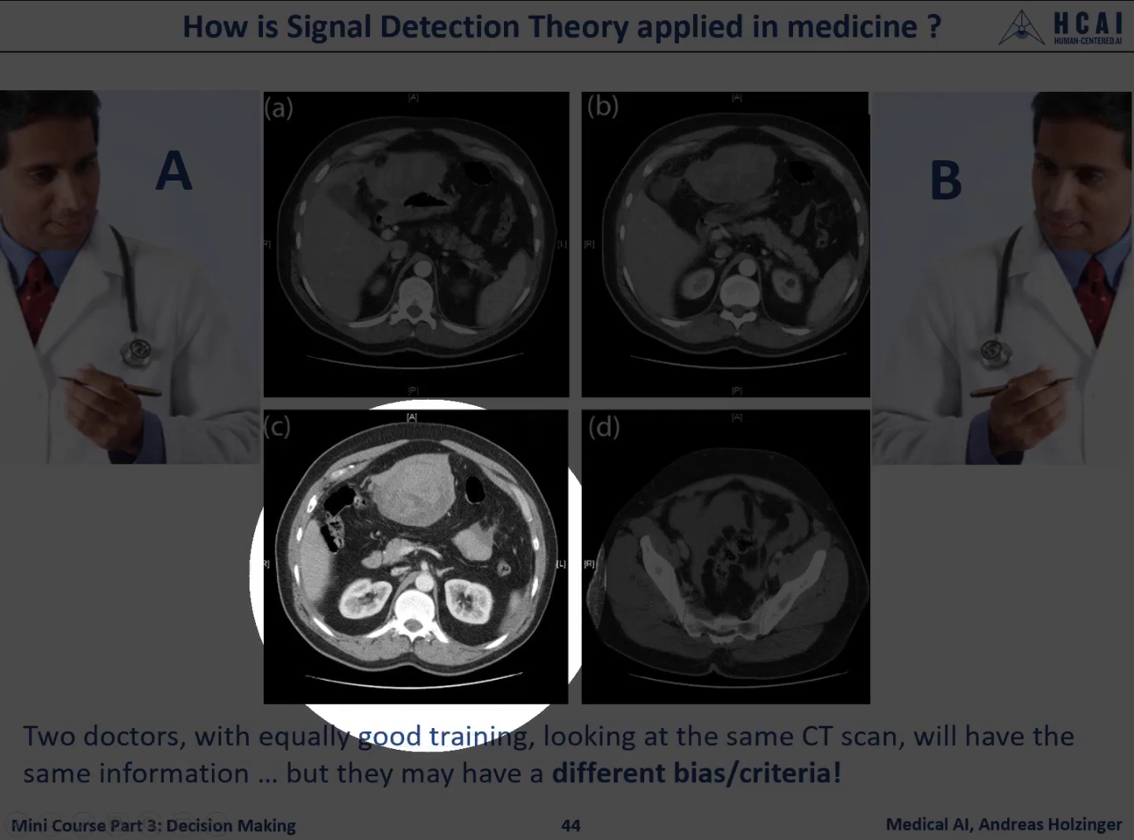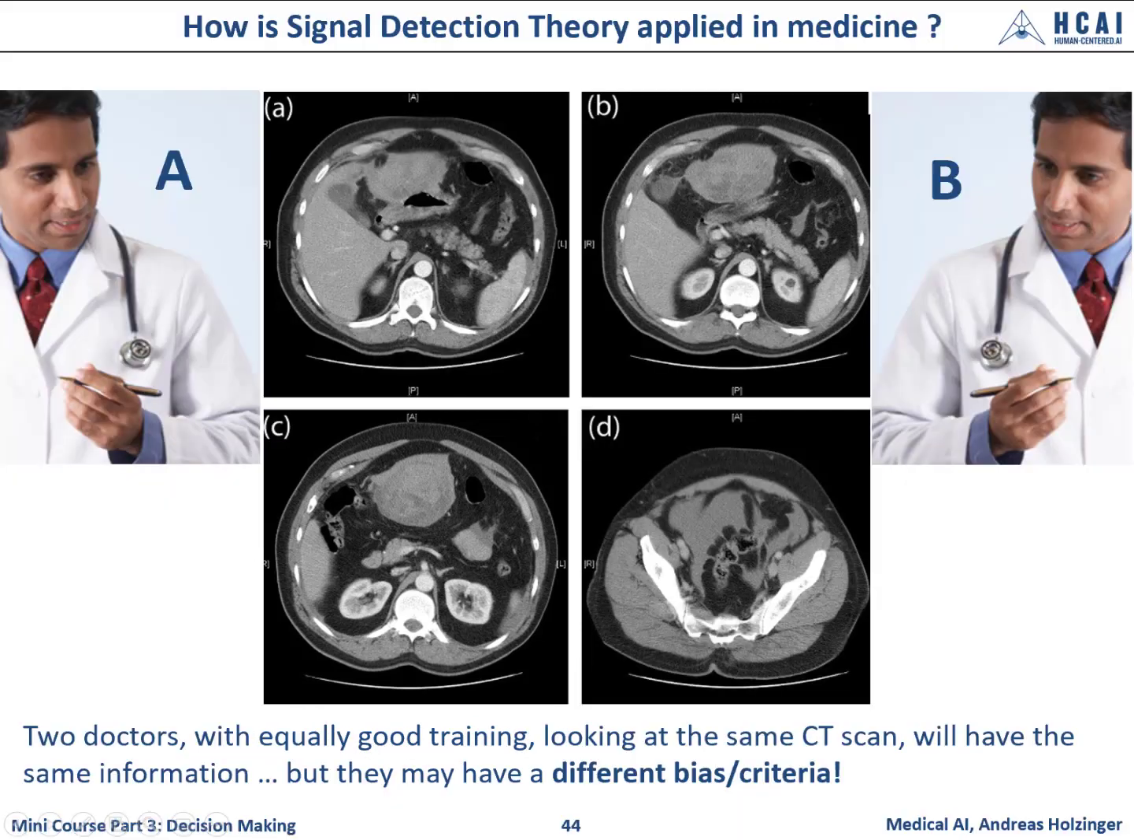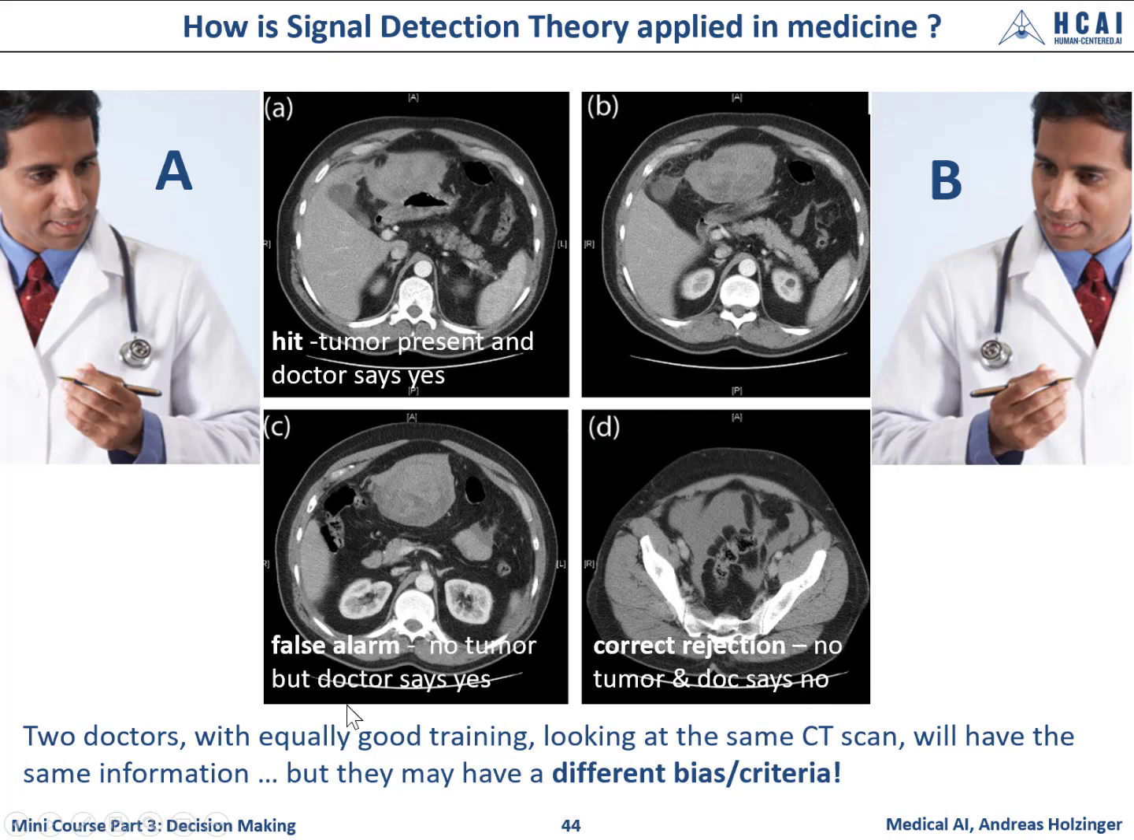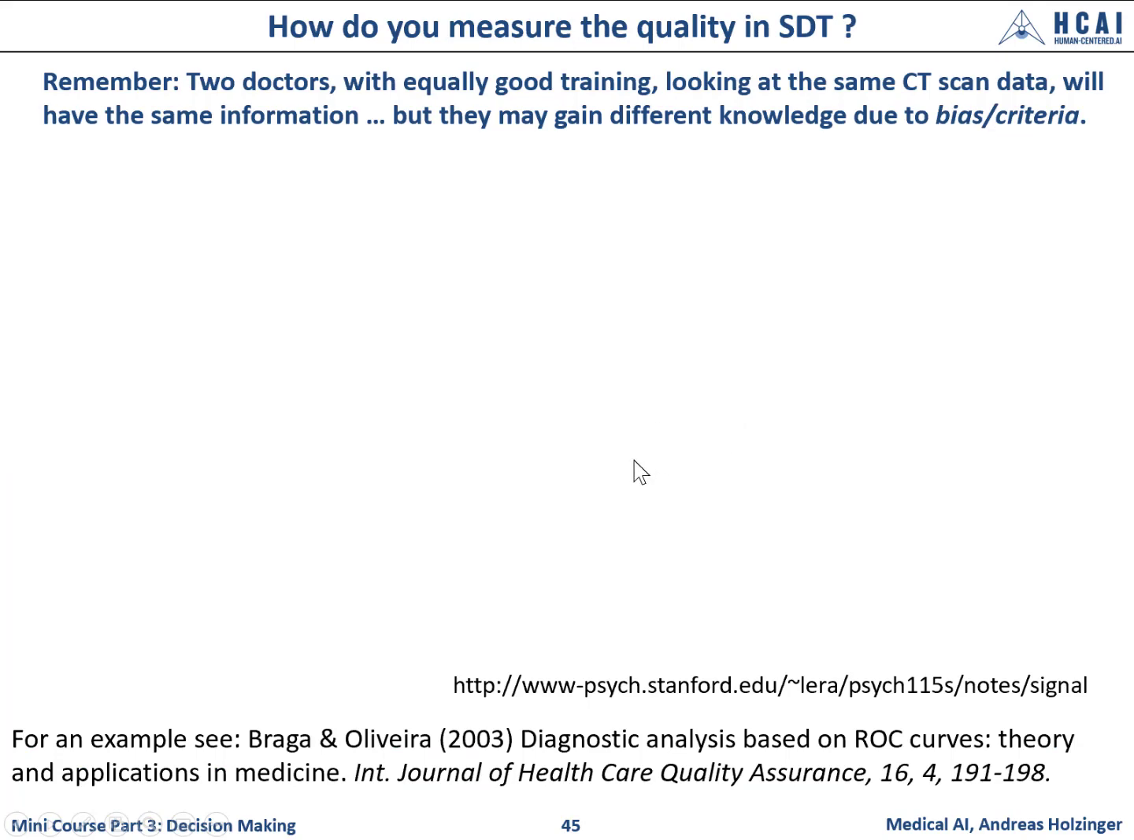It's also so dramatic. And this is really a difficult problem. So here, hit: tumor present, the doctor says yes. Correct rejection: no tumor, doctor says no. And then we have this false alarm, and then we have this miss. Okay, so how do we now measure the quality in signal detection theory?